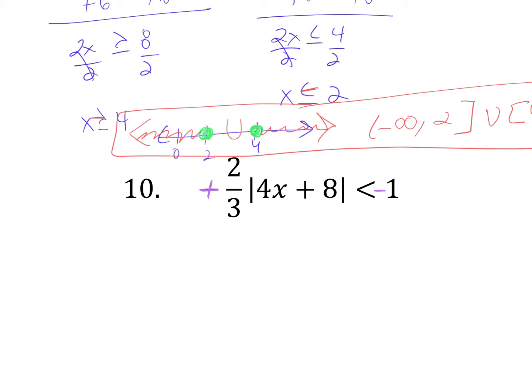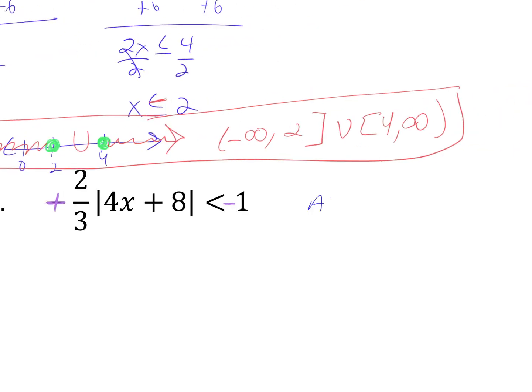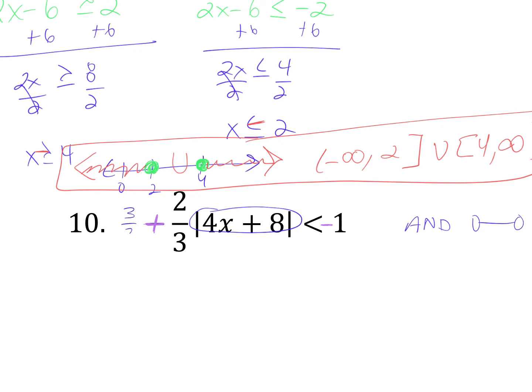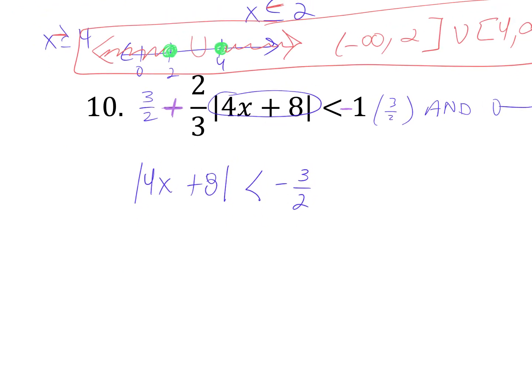So again, my initial inequality sign says less than, correct? It's an and, and it's open circles. I want to get my absolute value all by itself, so I'm going to multiply both sides by what? 3 over 2, good. If I multiply this side by 3 over 2, and this side by 3 over 2, this is the absolute value of 4x plus 8 is less than negative 3 over 2. Right now, you can tell me what that answer is. No solution. Why is this one no solution?